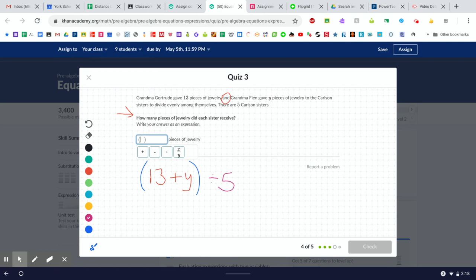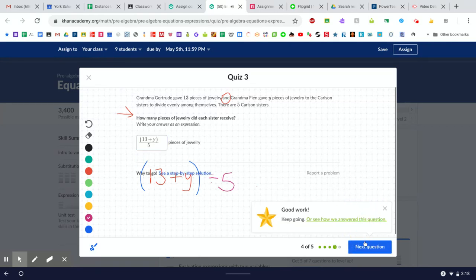So let's go with parentheses, 13 plus Y, outside of parentheses, divided by 5. And again, remember, it looks confusing at first, but in algebra, we use a fraction bar to represent division almost always. And so when you see this 13 plus Y over 5, it means divided by 5. That's a fraction bar. All right. I hope I'm right. Let's find out. 3, 2, 1. Oh, did it. Good.